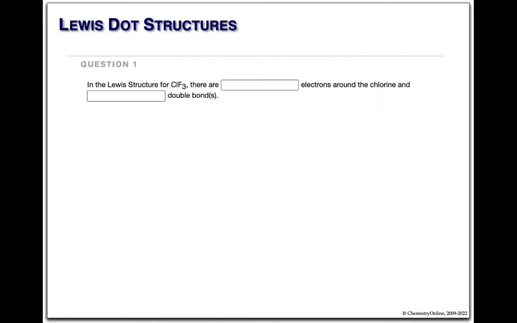Now, when you go to take the quiz on Lewis structure on Blackboard, you will get questions that often look like this. In the Lewis structure for ClF3, there are blank electrons around the chlorine and X number of double bonds. Okay? In order to figure this out, you need to do a Lewis structure for ClF3. So let's do it.